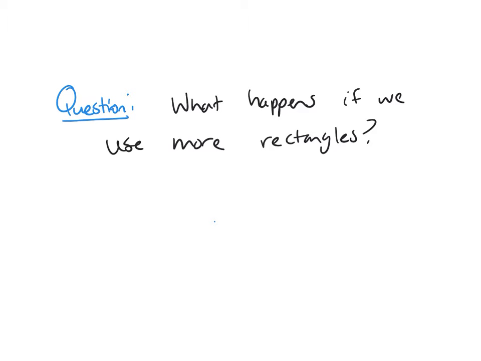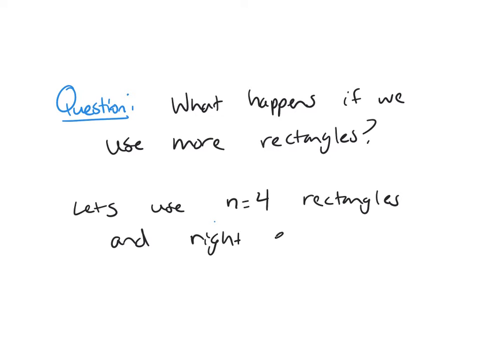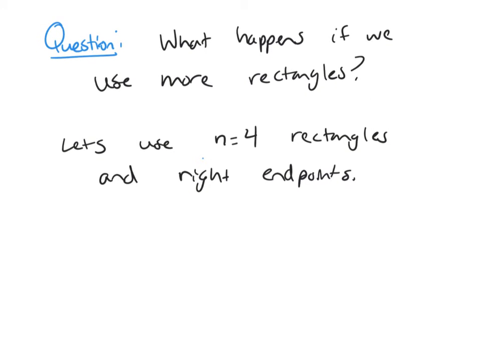Well, let's look at our example we've been doing so far. So let's use twice as many rectangles now. Let's use 4 rectangles. And I don't want to do all 3 options this time again, so let's just do right endpoints here. I'm just going to pick one of the 3 options.